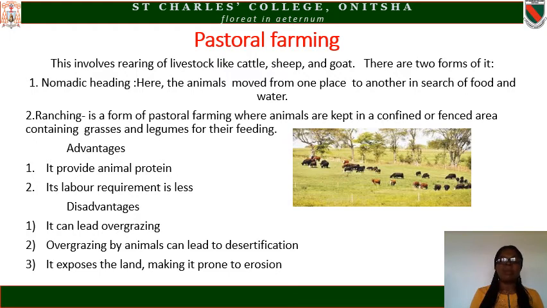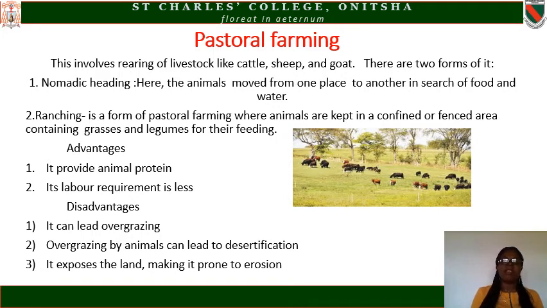Then pastoral farming. As you can see in the picture here, this one involves rearing of livestock. It can be cattle, it can be sheep, it can be goats. It is of 2 forms. We have the nomadic type of herding. This one, the farmer takes the animal around looking for food and water. Then we have the ranching one. This one, the farmer have the animals in a confined area, like fenced area. And then within there, it will contain the pastures and the legumes the animals will be feeding on.